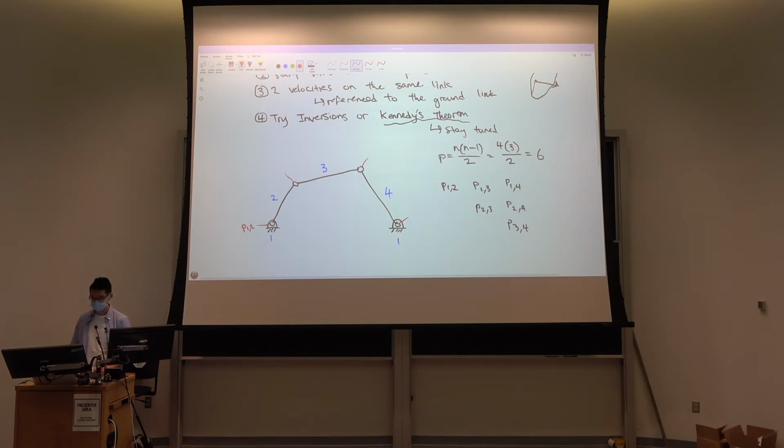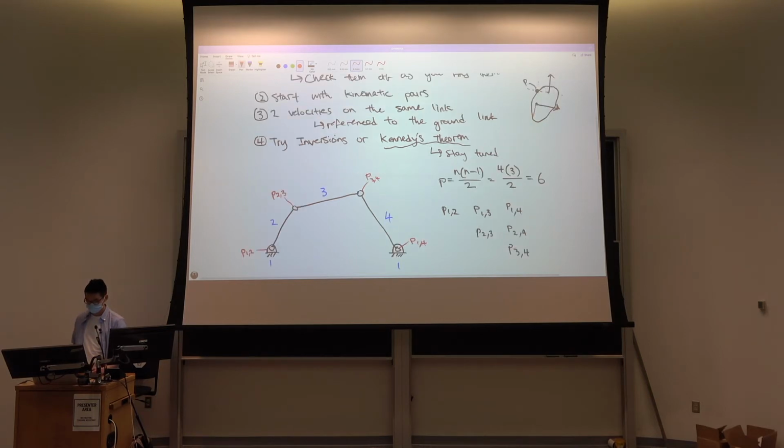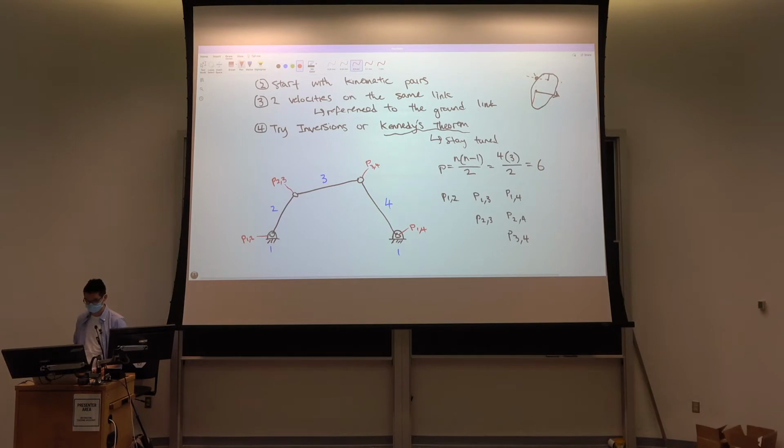And intuitively, you can see that because link 1 is fixed, and link 2 is only rotating about that point. So it makes sense that the instant center between those 2 links is at that point. Similarly, we can just list these out: P2,3, P3,4, and P1,4. You could also write P4,1 here, but I like to keep the smaller number first, just for organization. They're the same thing. Okay, so that's the kinematic pairs all done. So we're done with step 2.